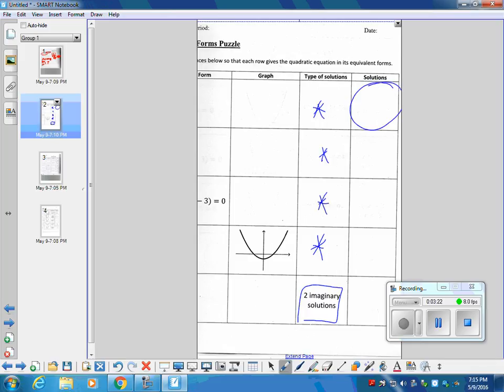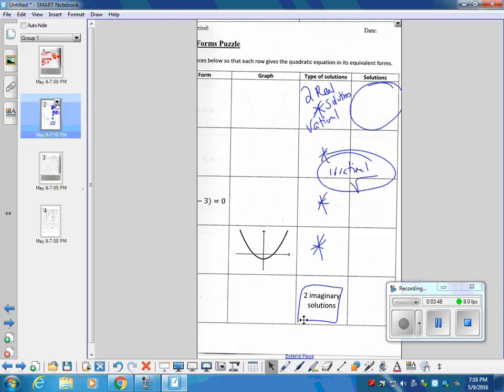Well, you've got two x's here, so this would be two real solutions. Now, is it rational or irrational? Rational can be any number. Irrational has a square root in it usually. So when you're finding square root answers, it's going to be an irrational type of solution.